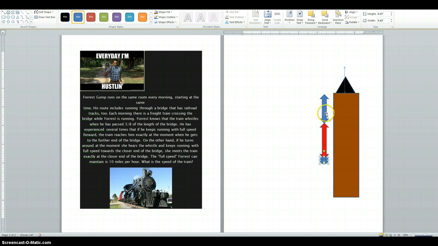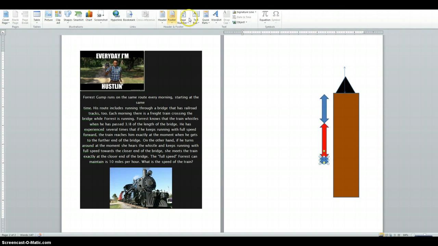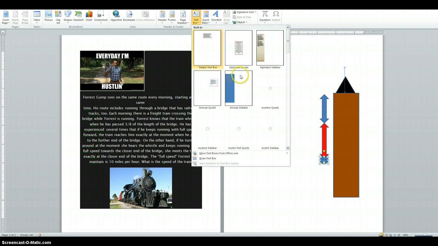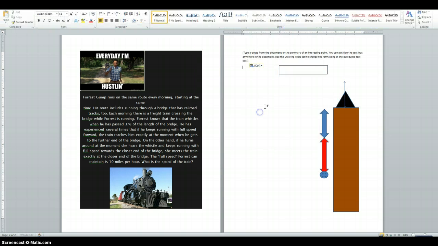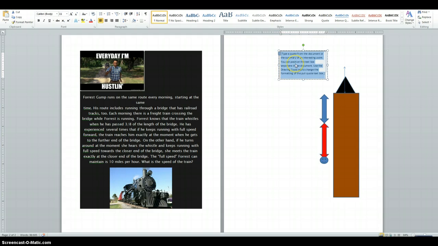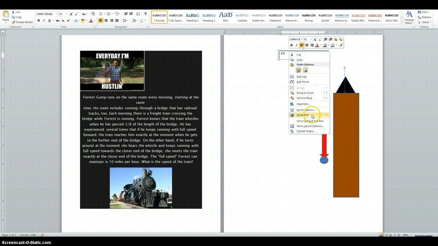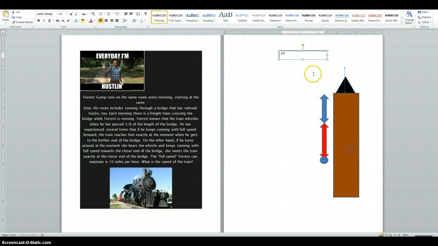And remember, this is 3/8 when he first heard the whistle. The train traveled this distance and he moved another 3/8. So that is a total of 6/8. So let me insert a little text box so we know what's going on here. Oh, whoops. So that is a total of 6/8 that he has moved so far. And let me move this around from the text. So he's moved a total of 6/8. And the train is here.